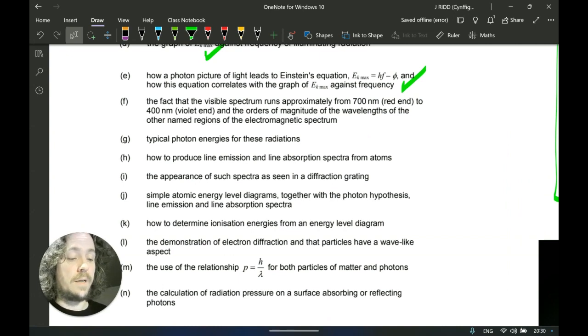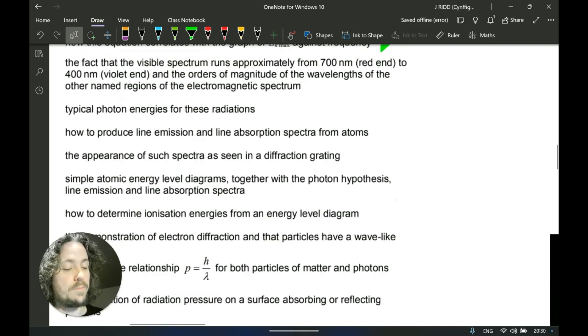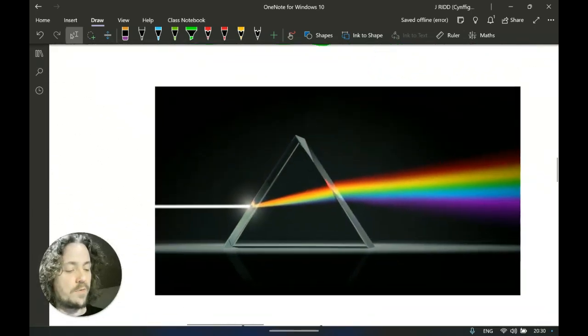Next, we're going to look at the fact that the visible spectrum runs from approximately 700 nanometers to 400 nanometers. And we're going to look at the orders of magnitude of wavelengths of the other named regions of the electromagnetic spectrum. So first of all, we'll start off with the visible spectrum.